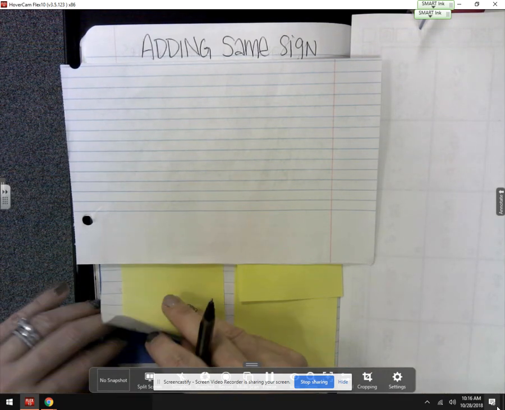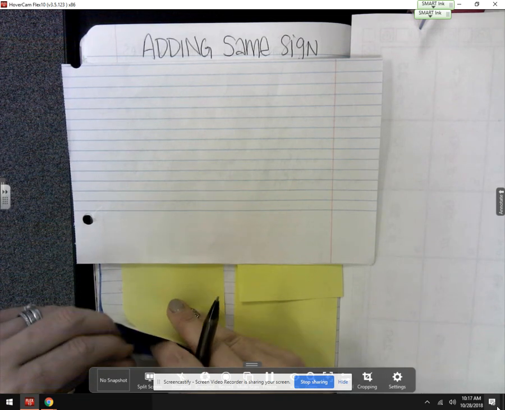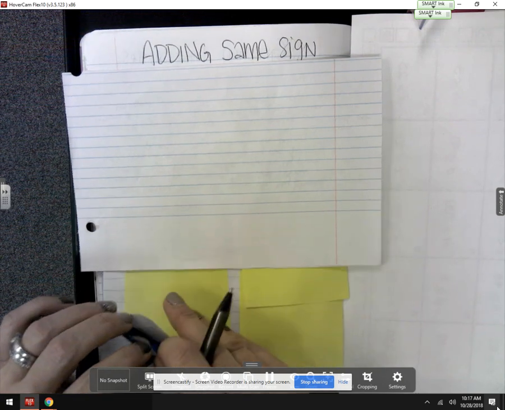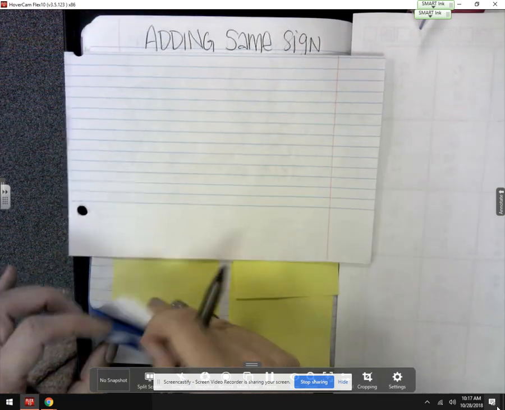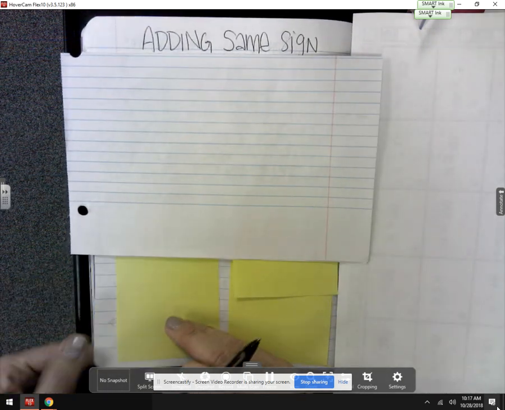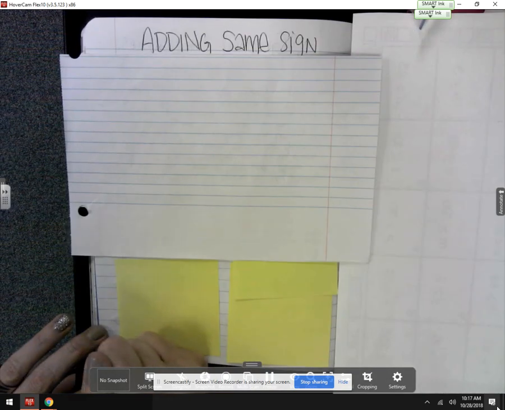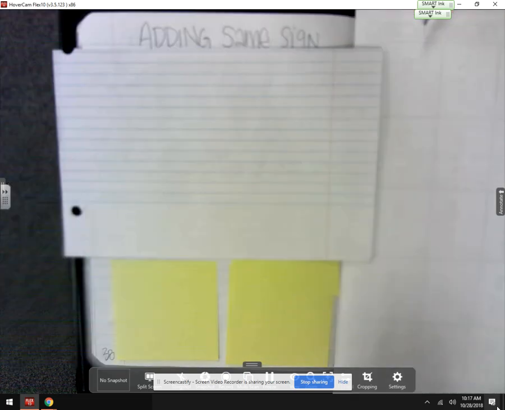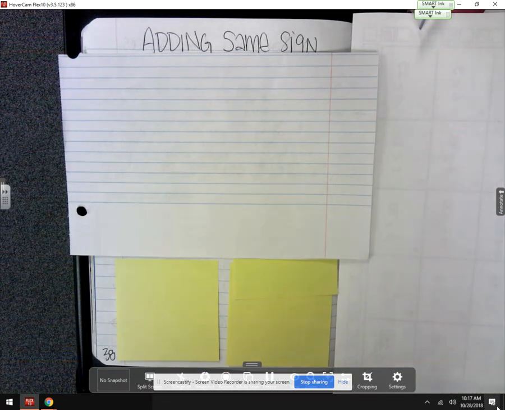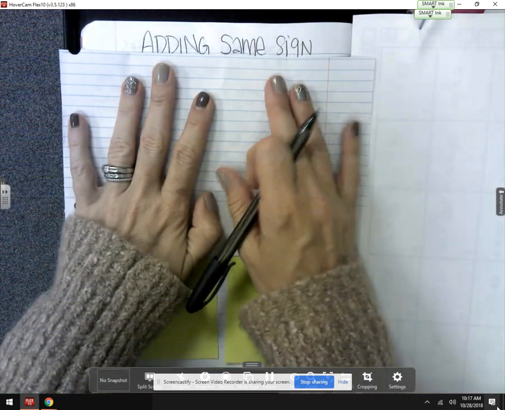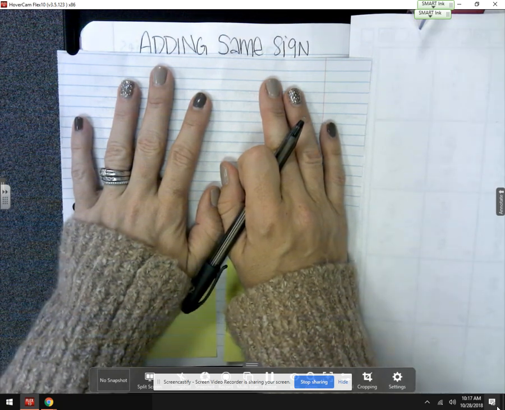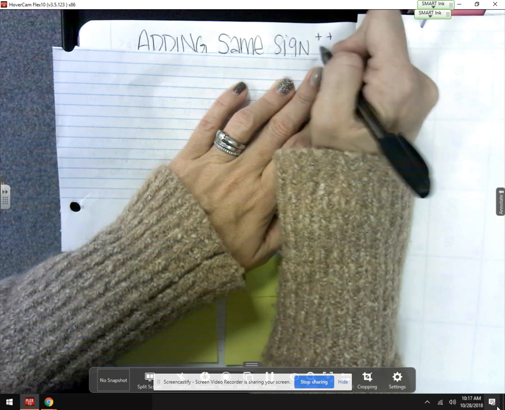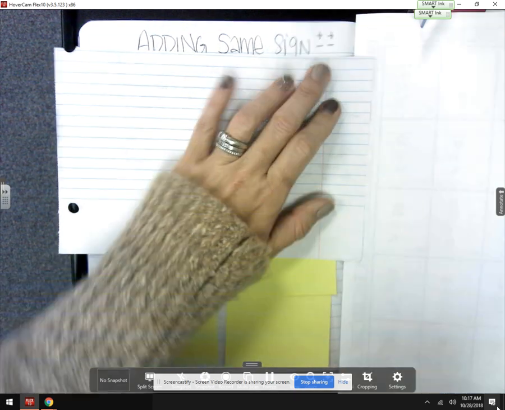So this should be on the page that is on the back of your graphing inequalities. So in my journal, it is going to be 5, 3, 6, 3, 7. This is going to be page 38. So it should be on a left-hand side because you guys are going to do adding with different signs on the right-hand side. So anyway, at the top, I would like for you to write adding same sign. So this means a positive and a positive, or a negative and a negative.